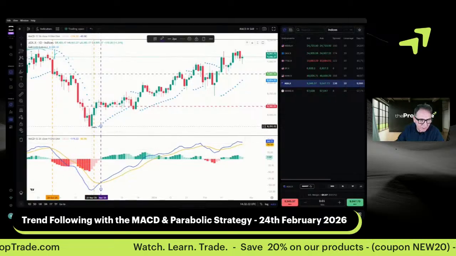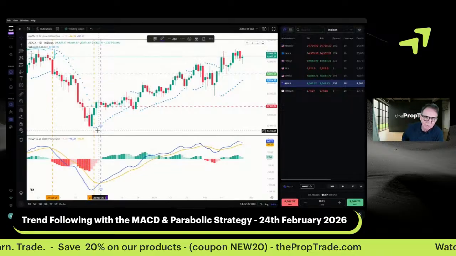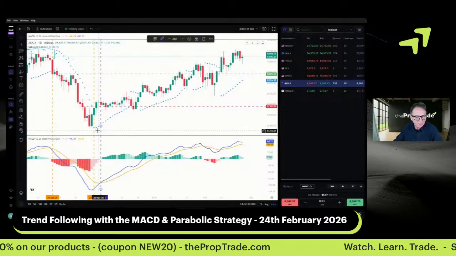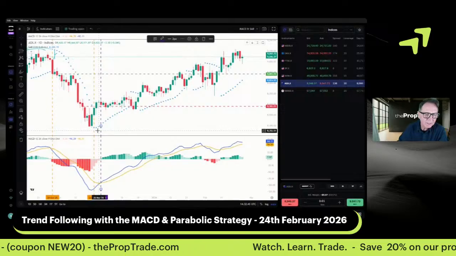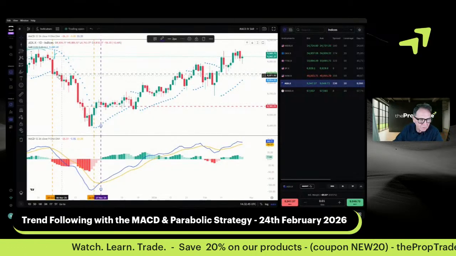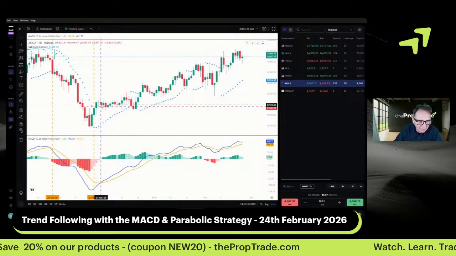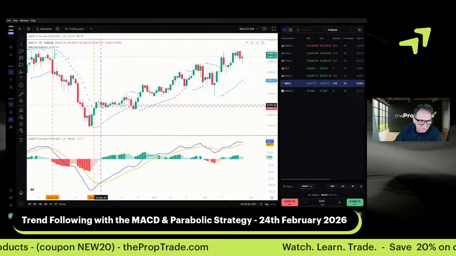But the parabolic SAR had already flipped, and that's one of the issues with the parabolic. It can be quite flippy. Okay, but this is a good example of how nothing is ever perfect, is basically what I'm saying. So we've got in here now. The green line is here on the close on the 27th.